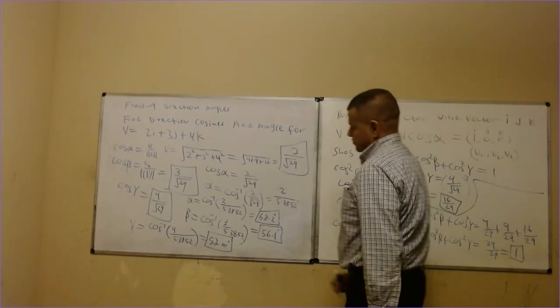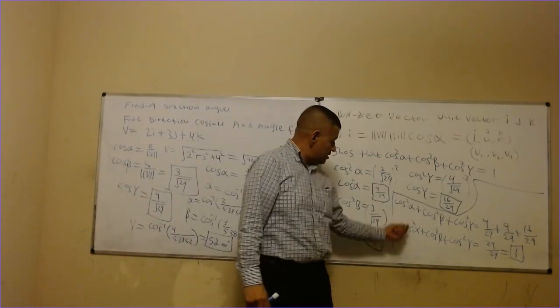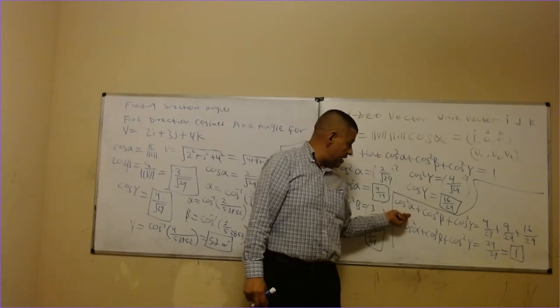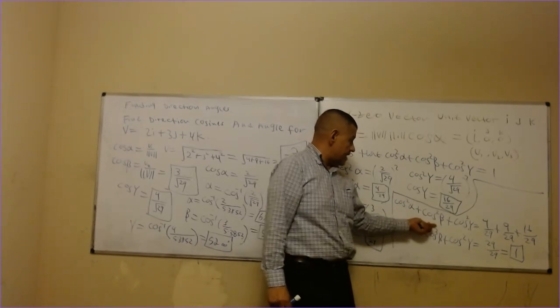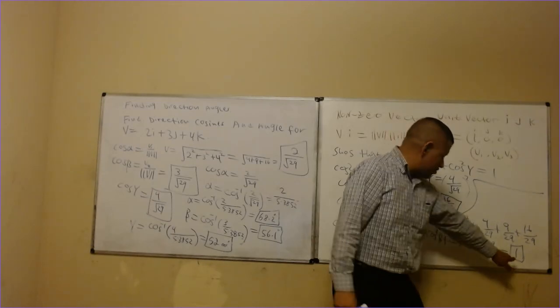Right? So we were able to show that cosine squared of alpha plus cosine squared of beta plus cosine squared of gamma is equal to 1, right?